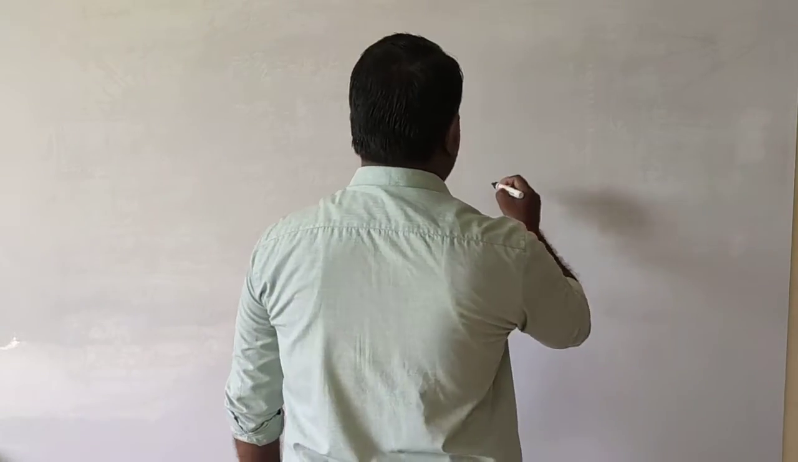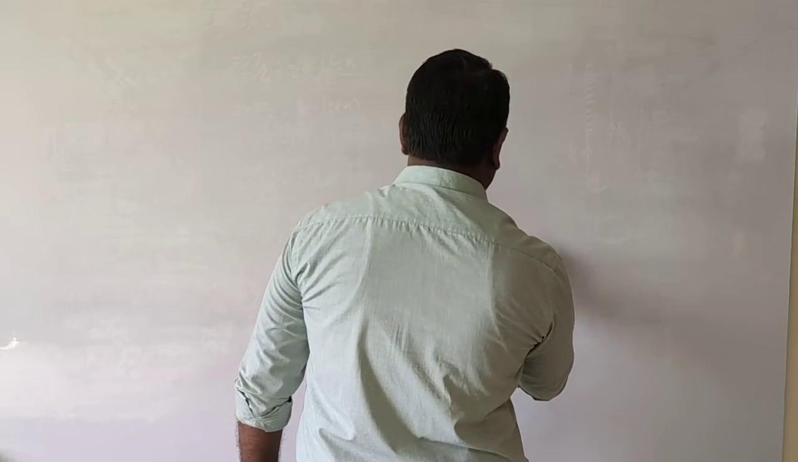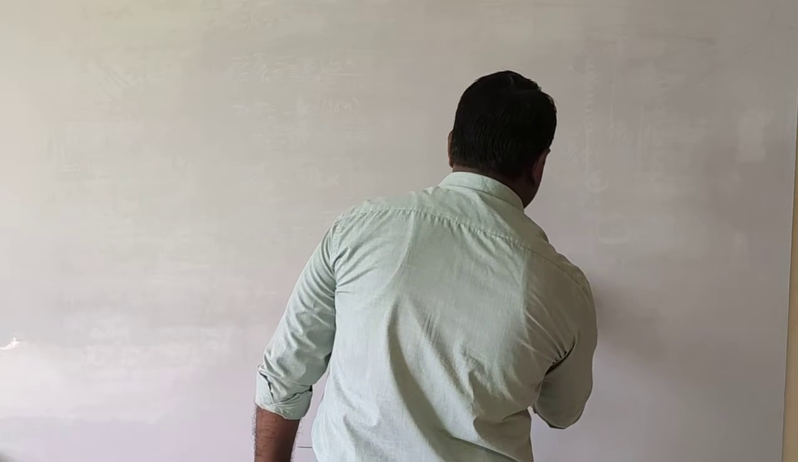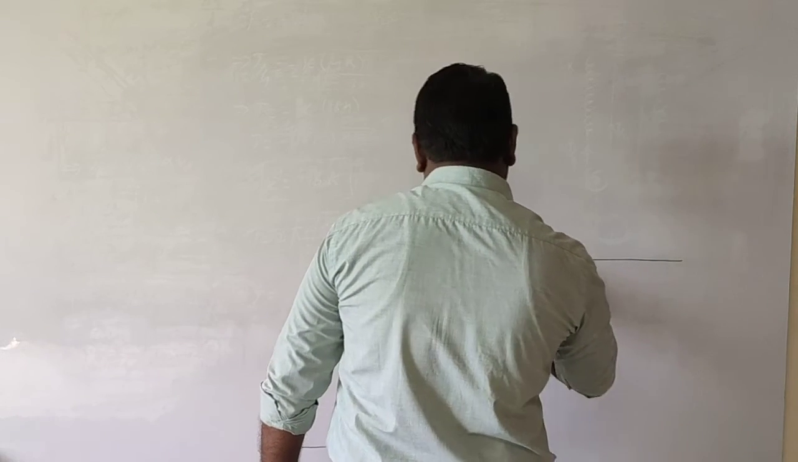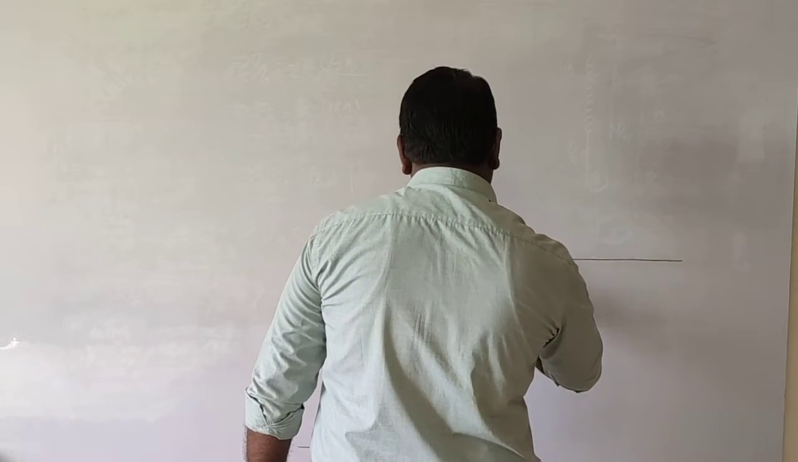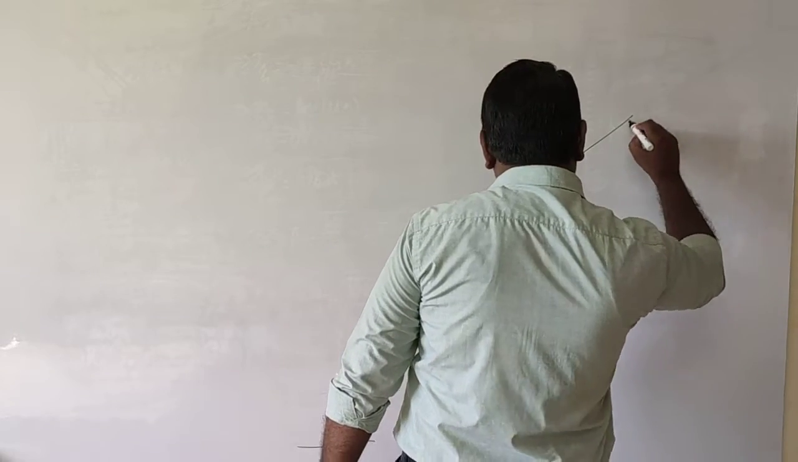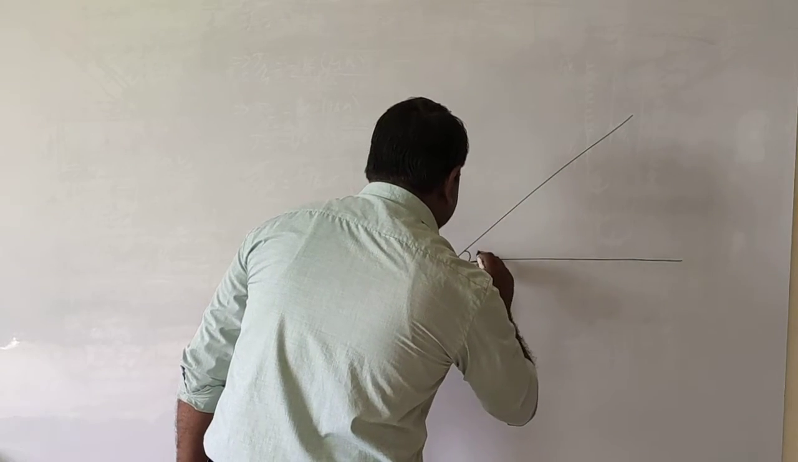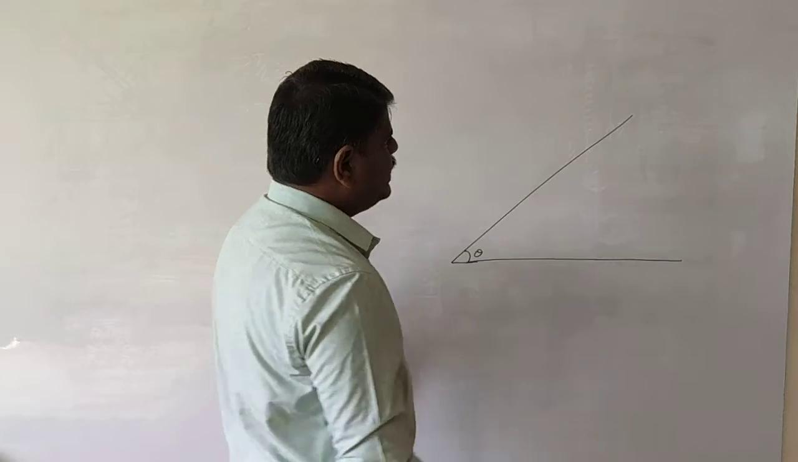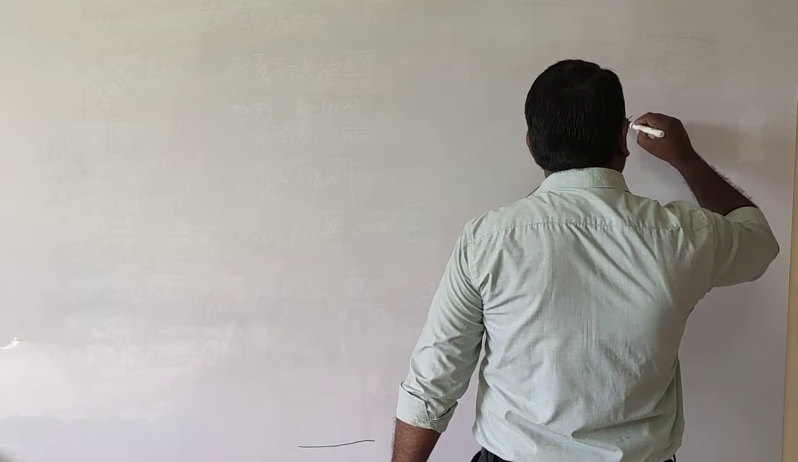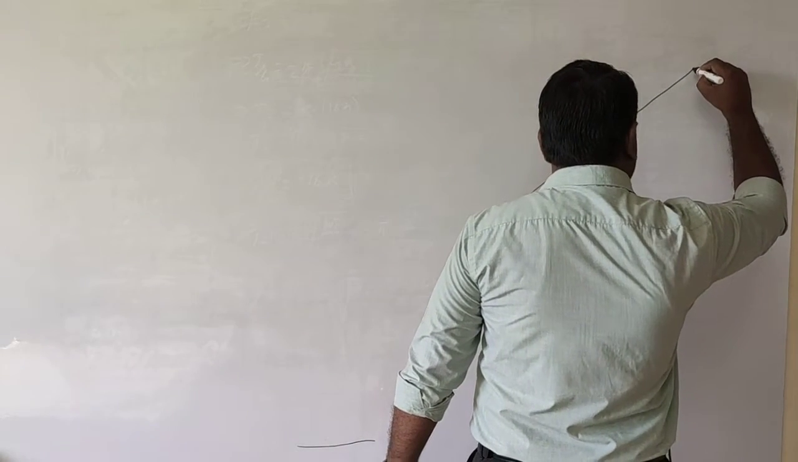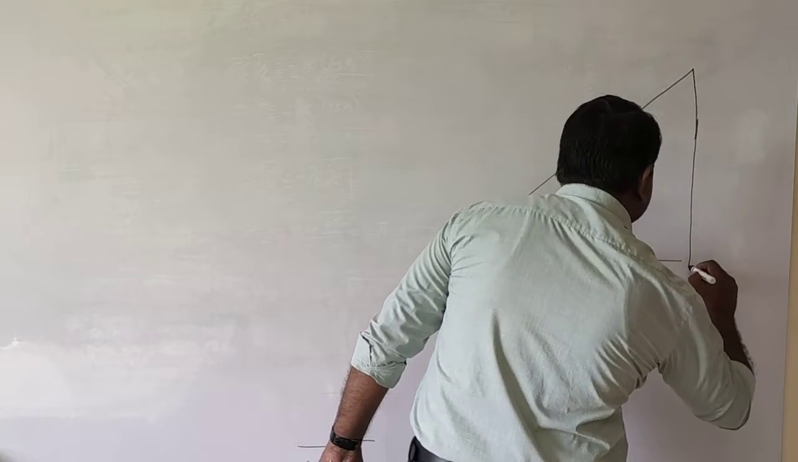In the diagram, there is an inclined plane. Let us say that this is the horizontal ground, and this is the inclined plane. It is making like this. And what is the angle here? This angle is given as theta. Okay, angle is given as theta, and this is the inclined plane like this. This is the vertical angle.